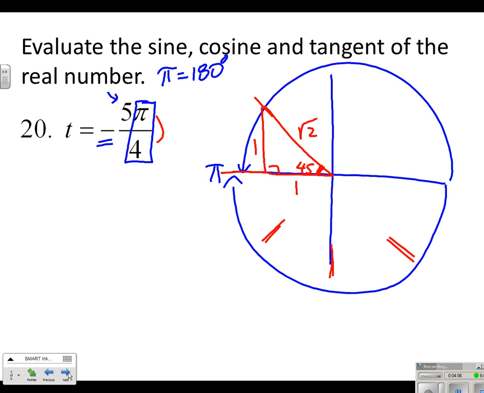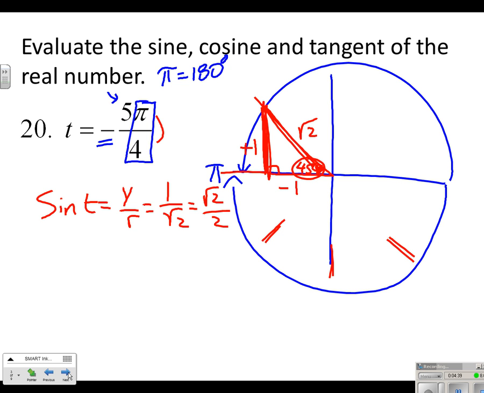However, important, this one is positive, but this one is negative. It doesn't make a difference for sine, but it can certainly make a difference. So if we want sine of t, it's basically asking what is our y on r of this little reference angle right here. The y is 1, the r is √2, and if you feel compelled or required to rationalize that, √2 on 2.